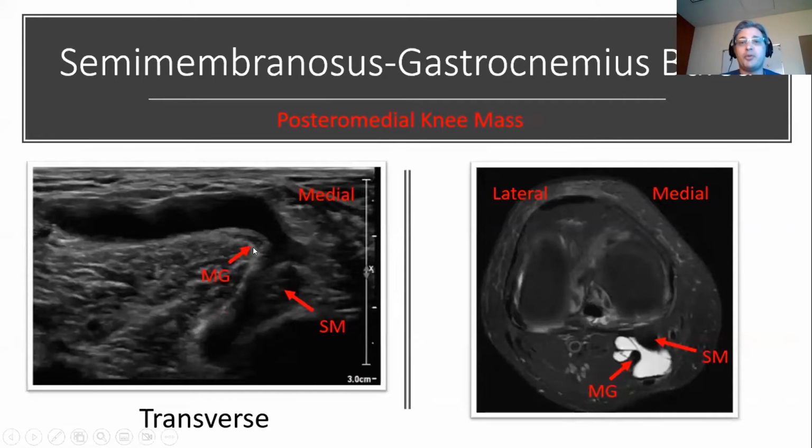We have here in the posteromedial aspect of the knee, the medial head of the gastrocnemius, the semimembranosus, a simple cystic appearing mass in the posteromedial aspect of the knee with a tongue of tissue, a sliver of this cystic mass insinuating into the region of the semimembranosus gastrocnemius bursa between these two named tendons, with the MRI nicely reinforcing the anatomy here. This cystic mass is posteromedial and located between the medial head of the gastrocnemius and the semimembranosus tendons. Bakers make M&Ms.